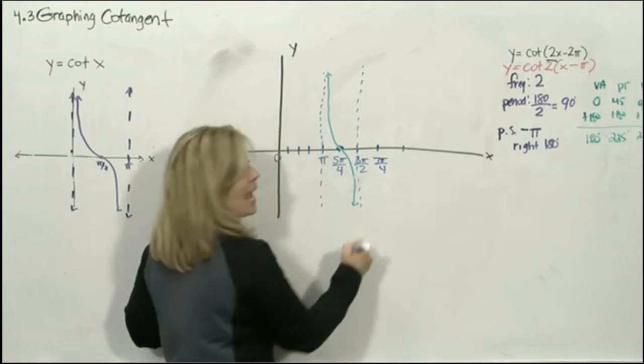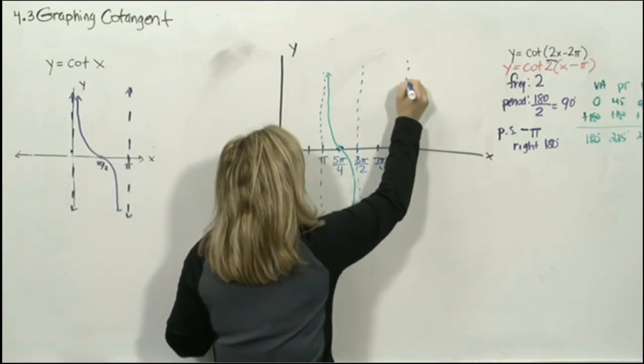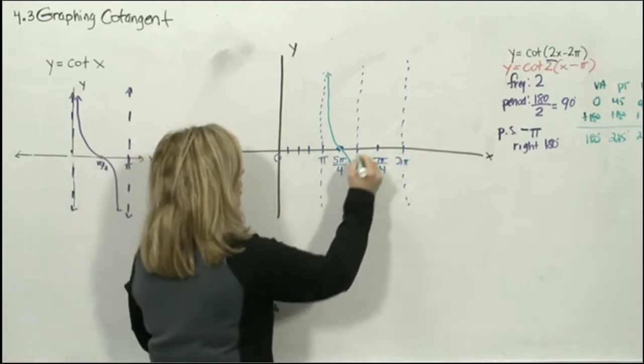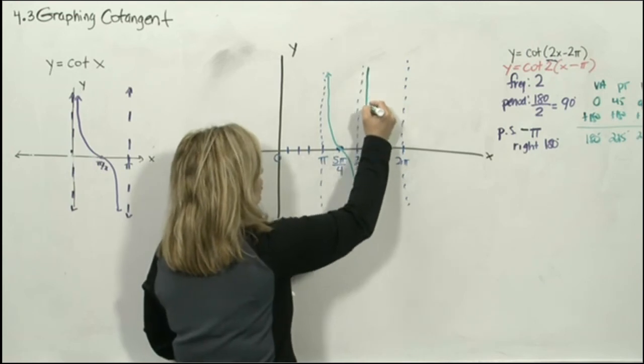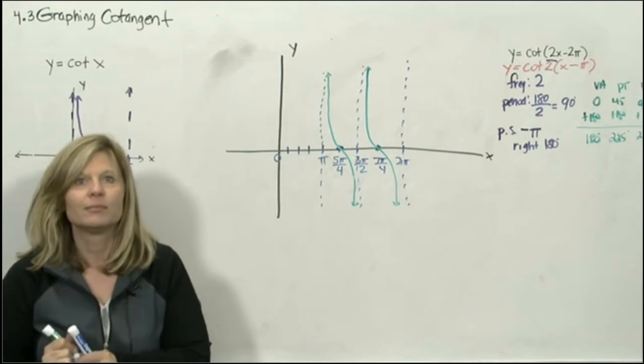The next line would be 8 over 4, but 8 over 4 is 2 pi. So here goes the next asymptote at 2 pi. Here's where my point goes at 7 pi over 4, which is 315 degrees. And there goes my next cotangent curve.